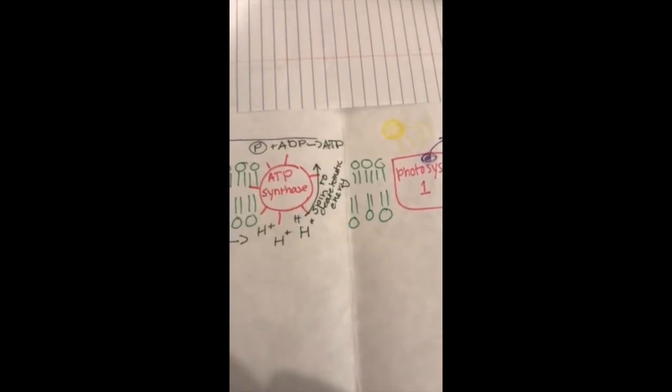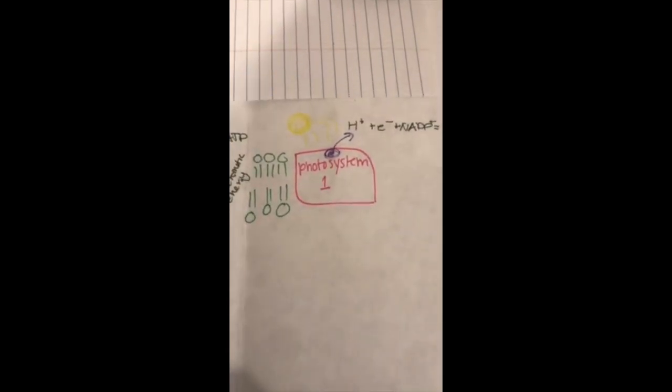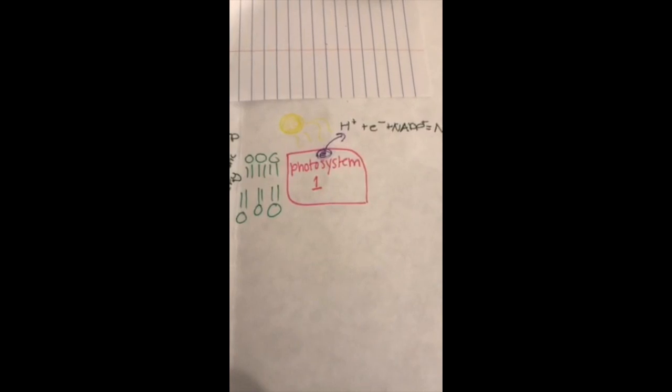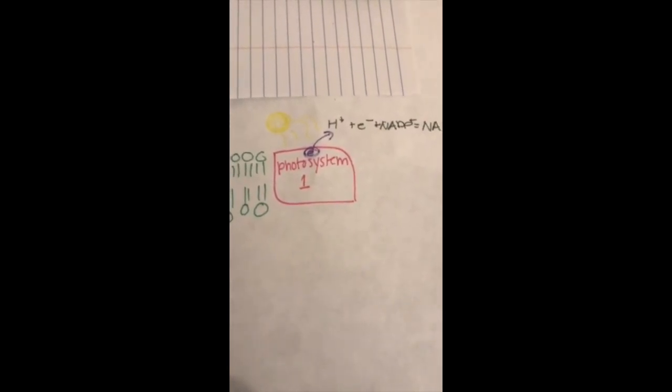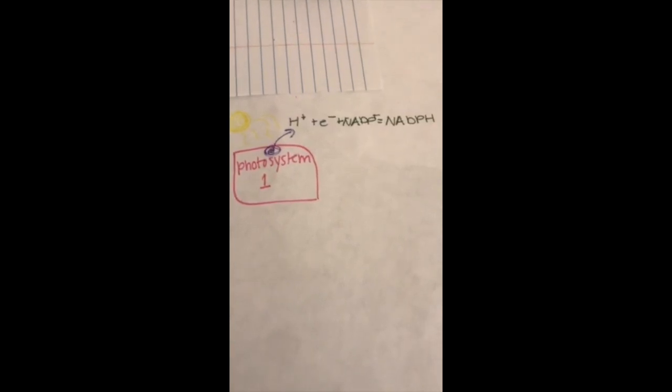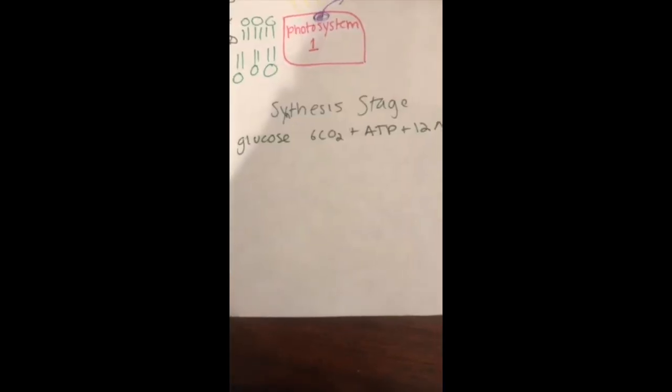After ATP is created, photosystem 1 absorbs more photons from the sun and energizes another electron. This electron is used to make NADPH from a hydrogen ion and NADP. This NADPH will be used later in the synthesis stage.